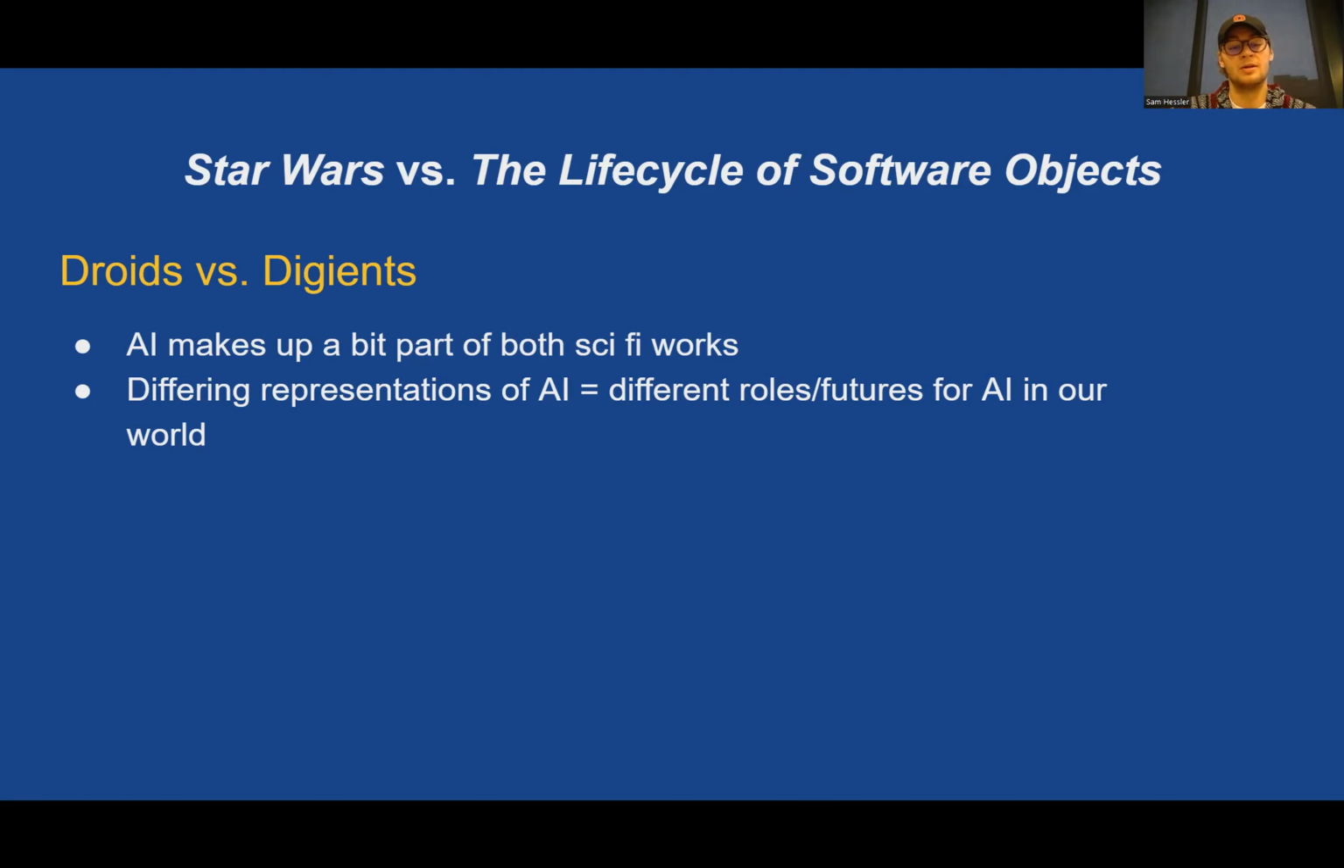Droids are not the only depiction of AI in science fiction, however. In Ted Chiang's The Lifecycle of Software Objects, artificial intelligence looks quite different than the droids, but is no less essential to the story. These differing depictions of artificial intelligence describe two very different ideologies on the roles and futures that AI might have in our own future.